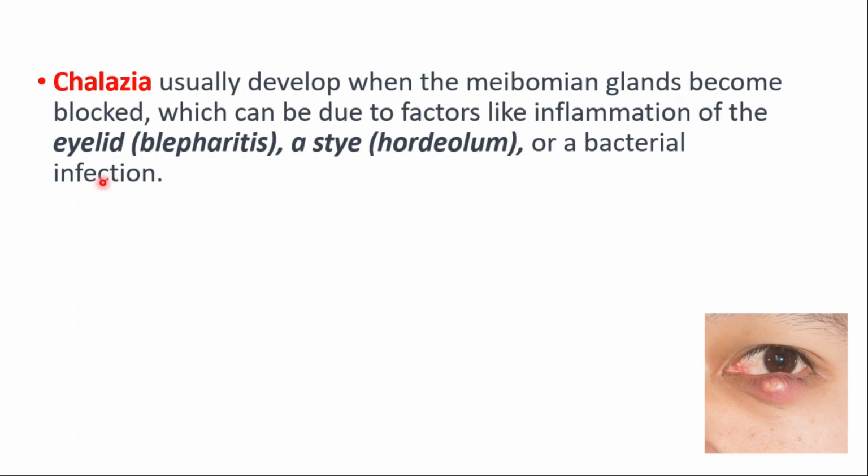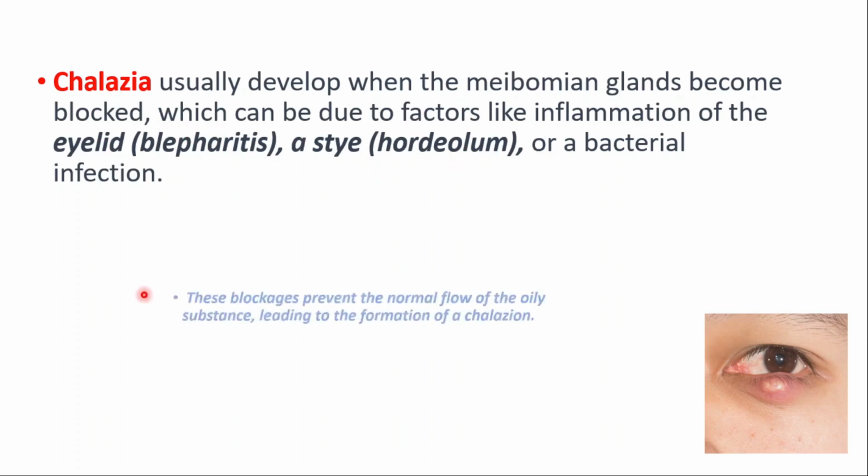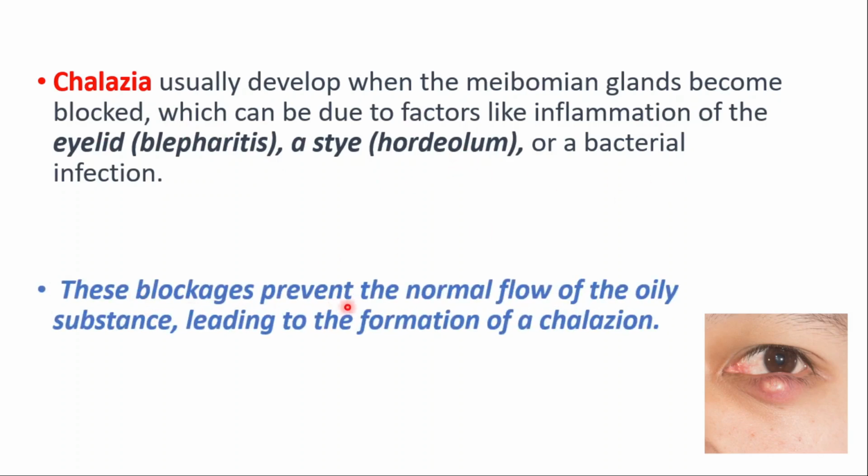It usually develops when the meibomian glands become blocked, which can be due to factors like inflammation of the eyelid, which is called blepharitis, a stye, which is called hordeolum, or a bacterial infection. These blockages prevent the normal flow of the oily substance, leading to formation of a chalazion.